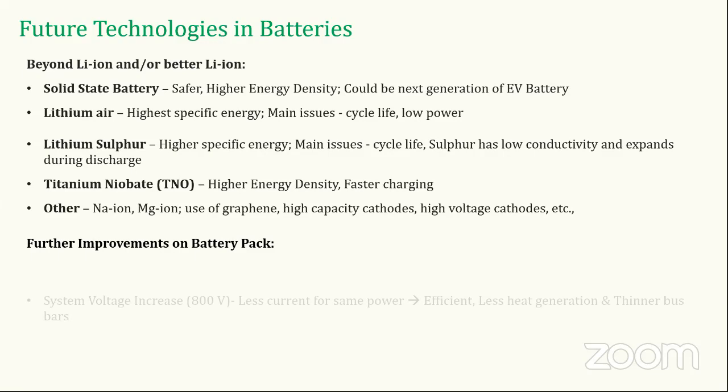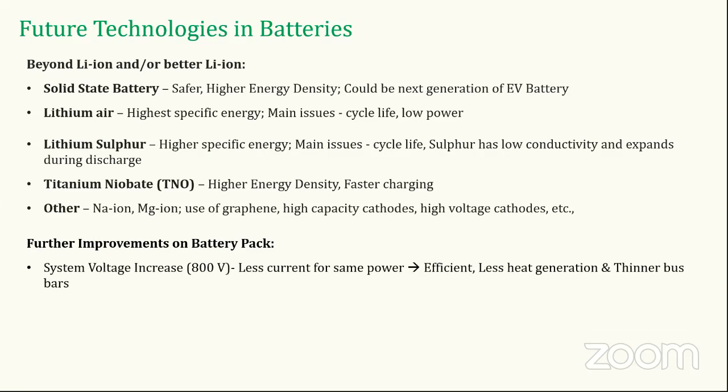Over and above the cell chemistry, we also see an opportunity of increasing the system voltage to 800 volts, which will help to achieve the same power. This is considered to be more efficient, with less heat generation due to lower I squared R losses, and thinner bus bars.